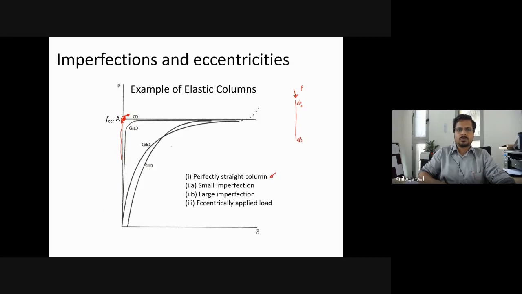So this behavior is expected from a perfectly straight column. The column will have no lateral deflection up to a level of FCC, which corresponds to your Euler buckling capacity. FCC, that is the stress level multiplied by the area, gives you the critical column capacity for Euler buckling. That is this column, a perfectly straight column.